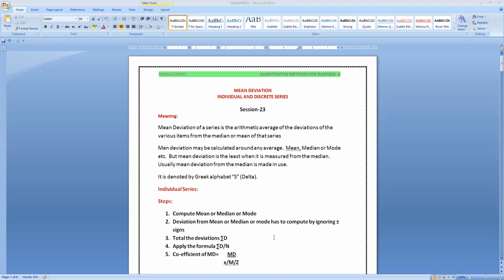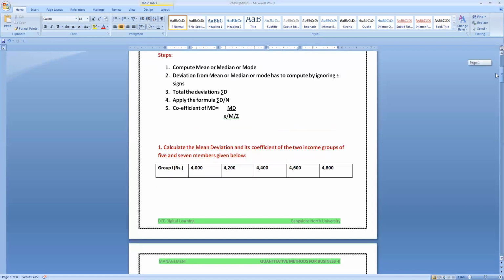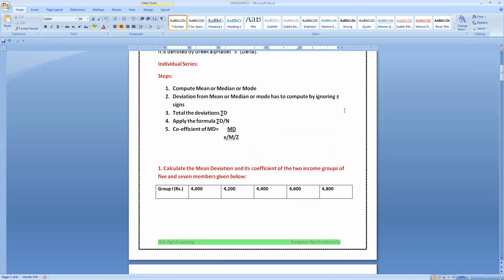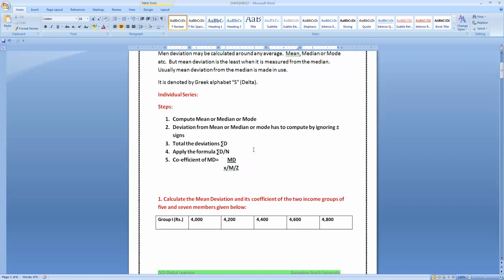So in case of individual series, how to calculate the mean deviation? There are certain steps to be followed. As usual, how we calculate mean, median and mode in all three series, in the same manner it has to be calculated. Only while doing the deviations, the signs have to be ignored. Even if we get a negative sign, it should not be considered. That negative also has to be considered as plus.